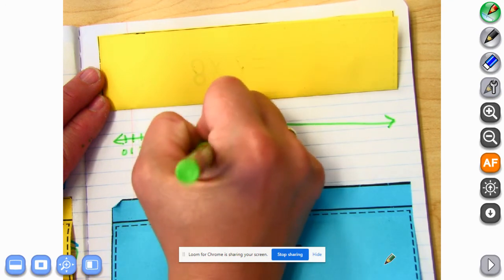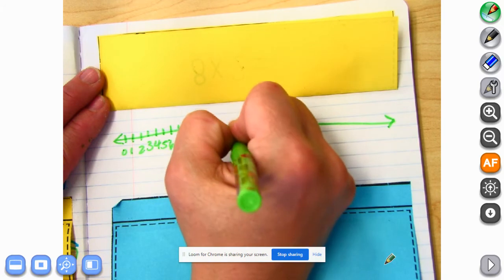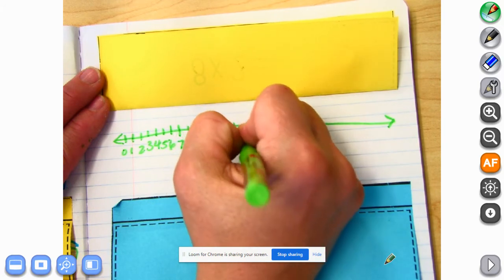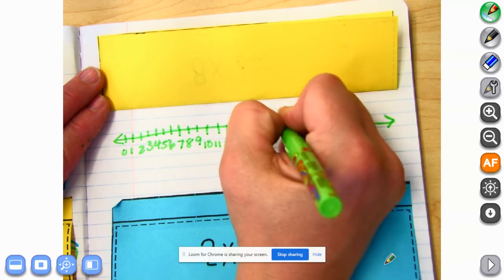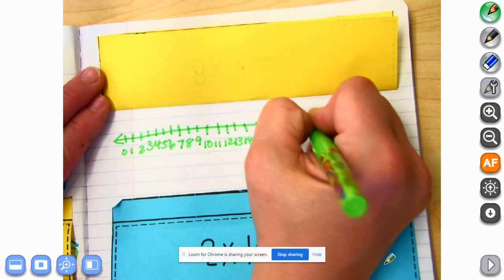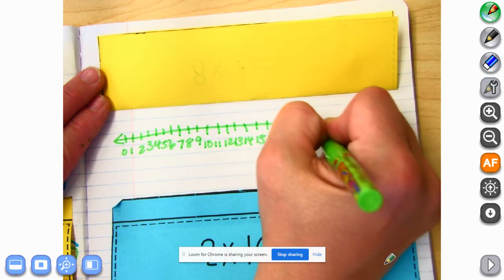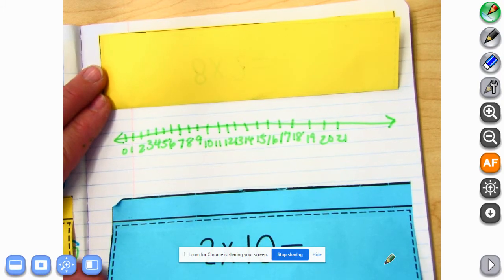9, 10, 11, 12, 13, 14, 15, 16, 17, 18, 19, 20, 21. Okay, we'll stop there because it looks like we're going and going and going.